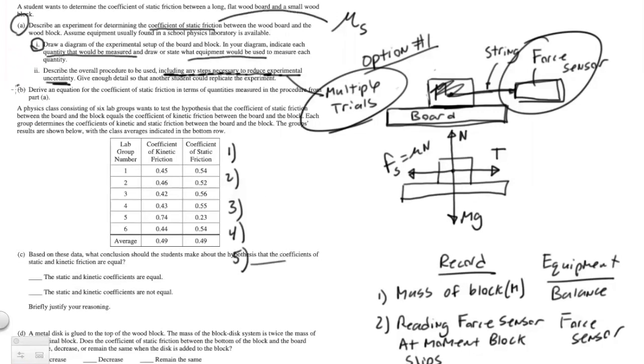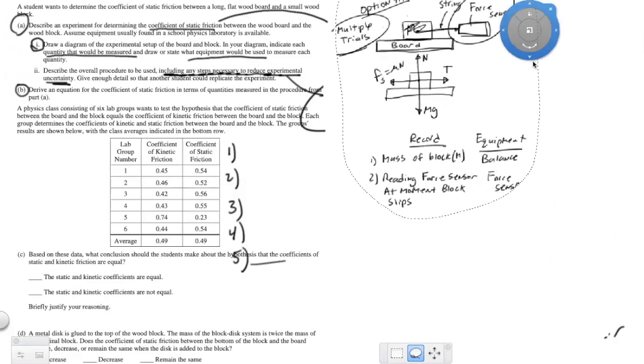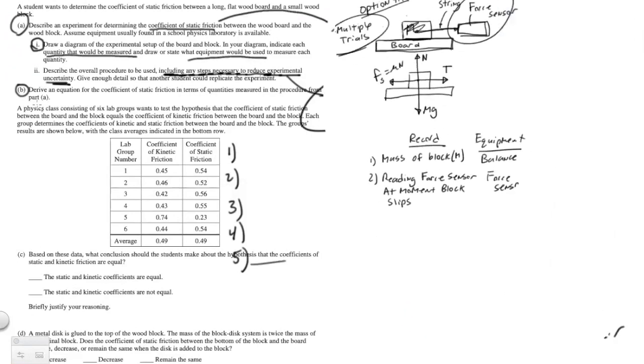Actually, let's go ahead and do part B for option one. So let's shrink this down. Okay, so moving on to part B for option one: derive an equation for the coefficient of static friction, which is mu s, in terms of the quantities measured in the procedure from above. To do this, we're going to start with this free body diagram right here, assuming that this is x and this is y.